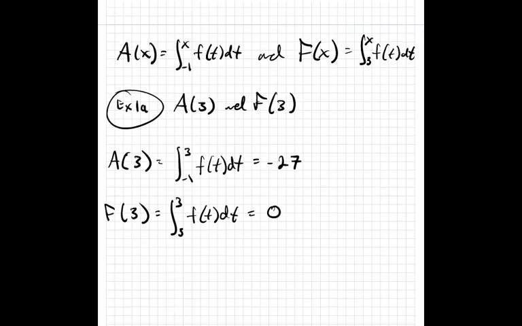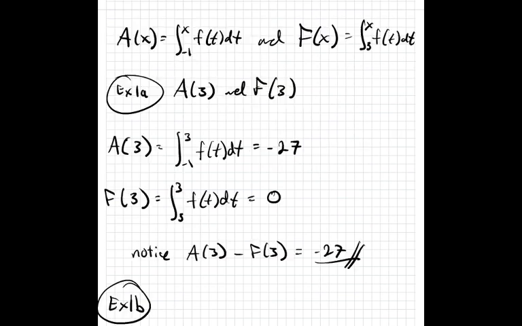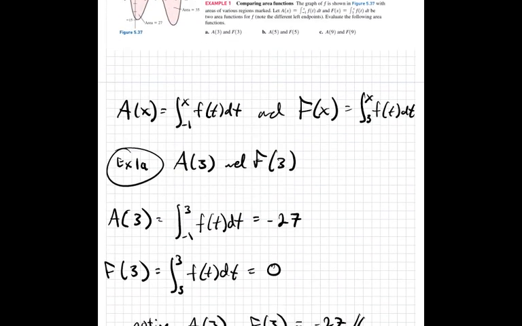And then I'm just going to say, notice that if we did A(3) minus F(3), that result is going to be -27, right? That's just an observation, okay? So then let's look at example 1b.